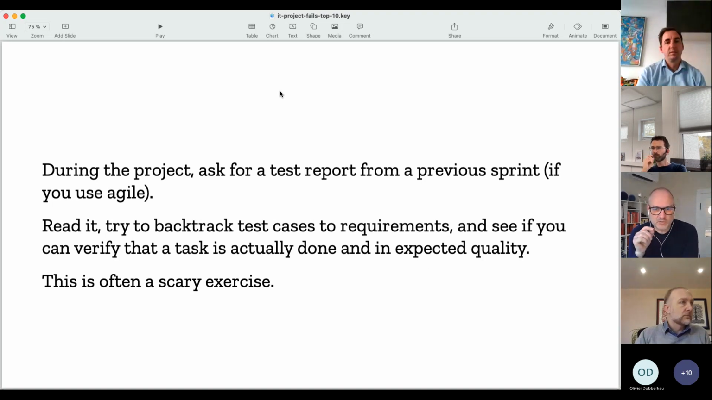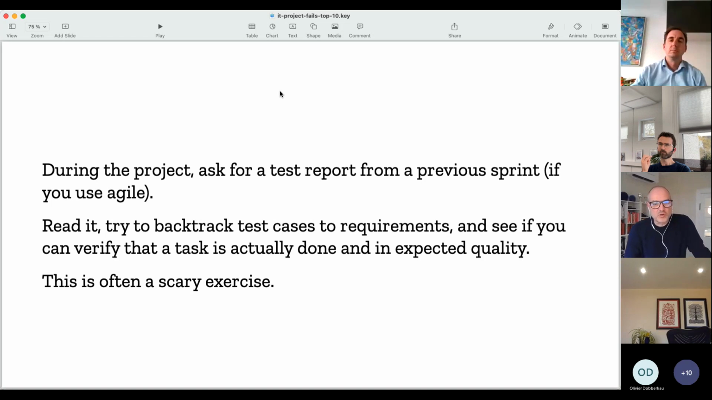But if you get a test report, you can try to backtrack the test cases that you have and compare them with the actual specifications. And quite often you will find out that there's no connection between what's being tested and the use case that was actually put into the specifications at first. So this can be really scary to look into, but it's also really good. And it will tell you how much you need to add to the quality of the product development.